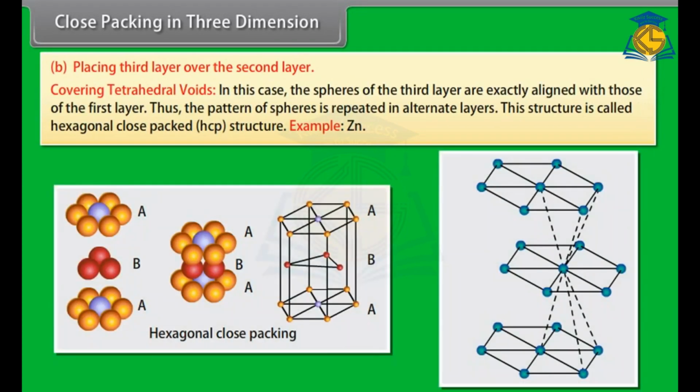Placing third layer over the second layer. 1. Covering tetrahedral voids. In this case, the spheres of the third layer are exactly aligned with those of the first layer. Thus, the pattern of spheres is repeated in alternate layers. This structure is called a hexagonal close-packed, HCP, structure. Example: zinc.